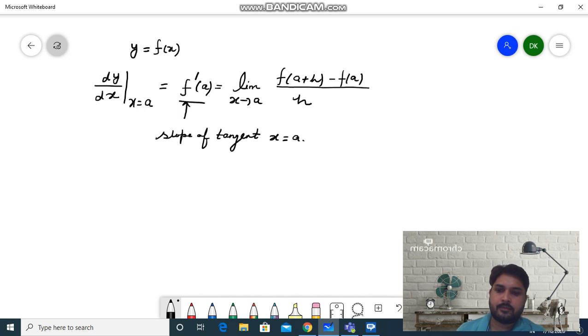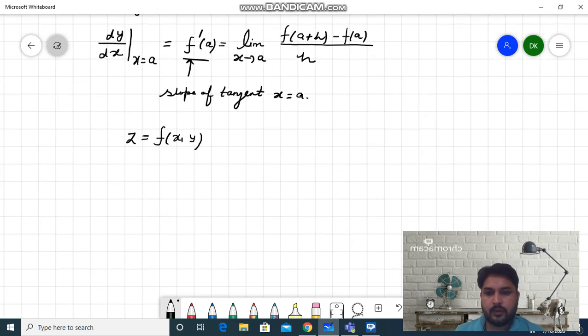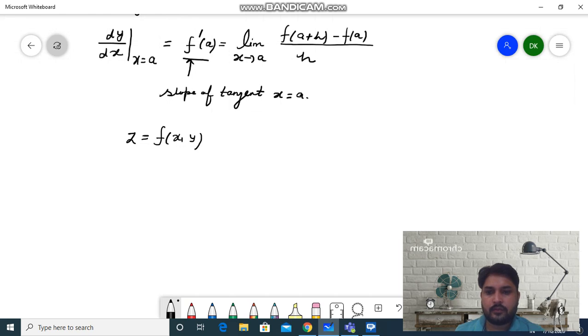But in the case of a function of two variables, suppose we have z is equal to f(x, y). We cannot differentiate it directly because here we have two variables, x and y. So we have to differentiate the function first with respect to x, then we write it as del z upon del x, that is the partial derivative of z with respect to x. Suppose we want to find it at a point (a, b).